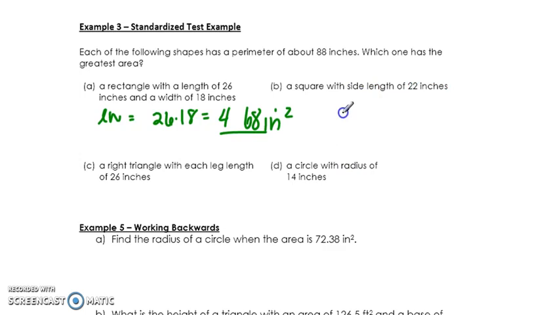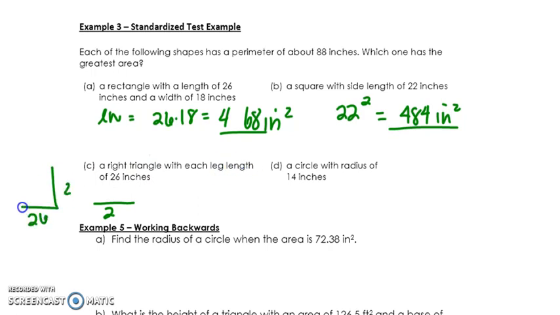Square, we have length times length, side times side, however you want to think of it. So you could either square it or take 22 times 22, and that's 484 inches squared. Triangle is base times height divided by 2. So in this case, our base and our height, each leg, is 26. So 26 times 26 divided by 2, and that's going to give you 338 inches squared.